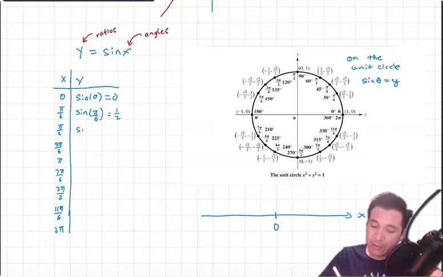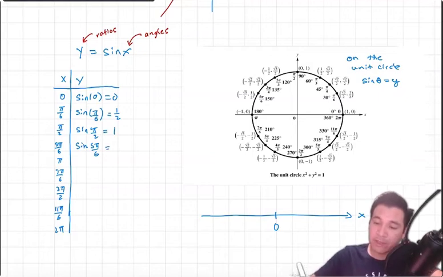Okay, keep going. Sine of pi over 2. All right, so at pi over 2, the y value is 1, so we get 1. At 5 pi over 6 now, we get the y value being 1/2, so it's 1/2. All right, sine of pi. Okay, so now we're here. And this time the y value is 0, so therefore the sine of pi is 0.